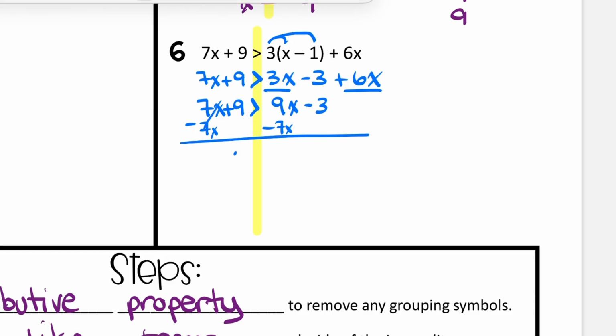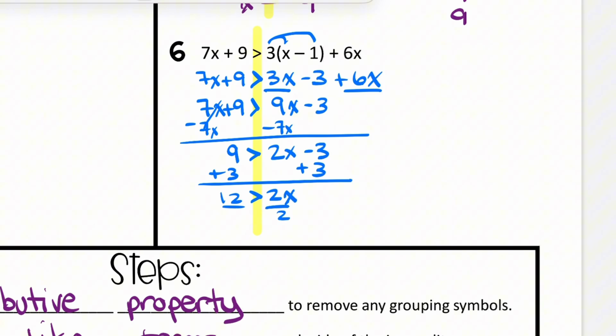My 7x drop off. My 9 is greater than 2x take away 3. I'm going to add 3 to both sides, isolating that variable, undoing subtraction. I have 12 is greater than 2x. The opposite of multiplying is dividing, and 6 is greater than x.